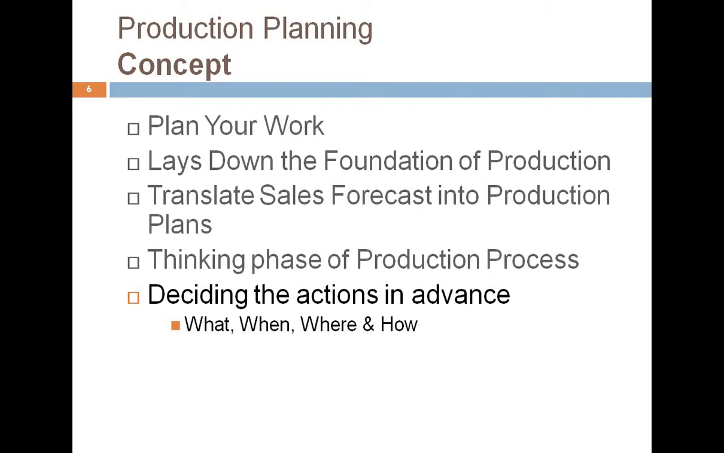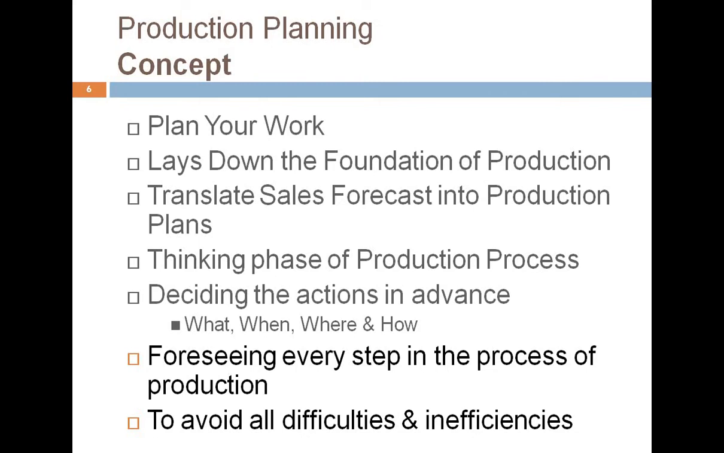Which means we are going to decide the actions that we are going to take in the near future. Unko abhi hum advance mein discuss kar rahe hain, and these things include what we are going to produce, when we are going to produce, where we are going to produce, and how we are going to produce. As you already know, planning means deciding in advance what we are going to do in the future. So when you are deciding in advance the various production related activities, what needs to be produced, when, where and how, how we are going to produce the finished goods in advance, then it is referred to as production planning.